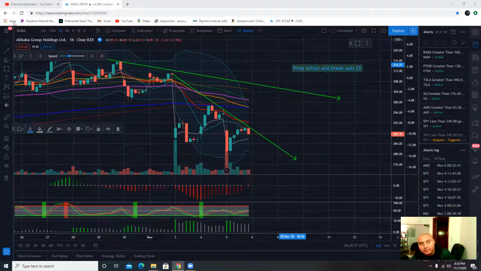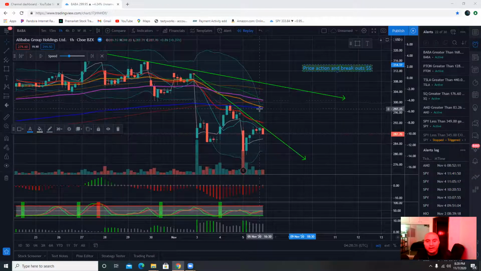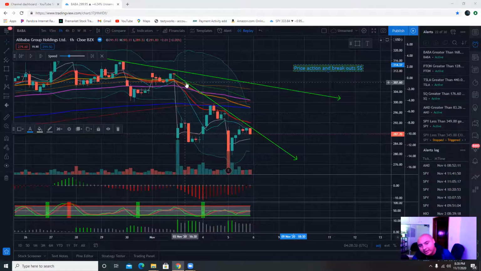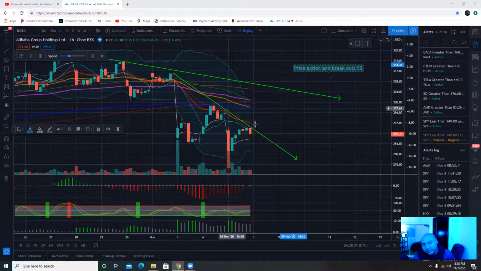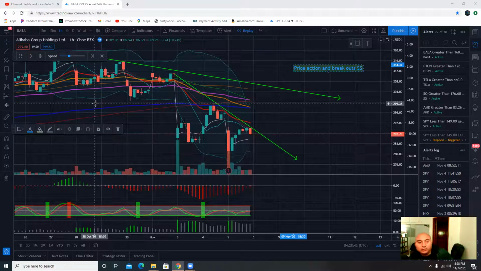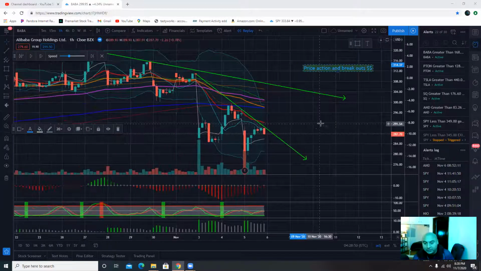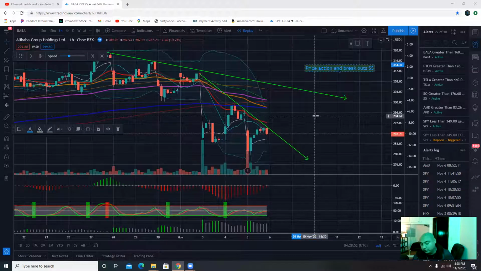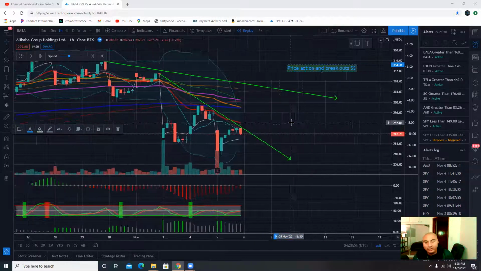We're looking at Baba, Alibaba Group Holdings, and I already drew my lines. So right here, you're looking at my resistance line, my new resistance lines, and we're looking at the 1 hour time frame. That's actually one of my favorite ones to do day trading. Again, I'm more of a day trader. I get in and out of trades within a couple of minutes. But this trade was great. Let me tell you guys why.